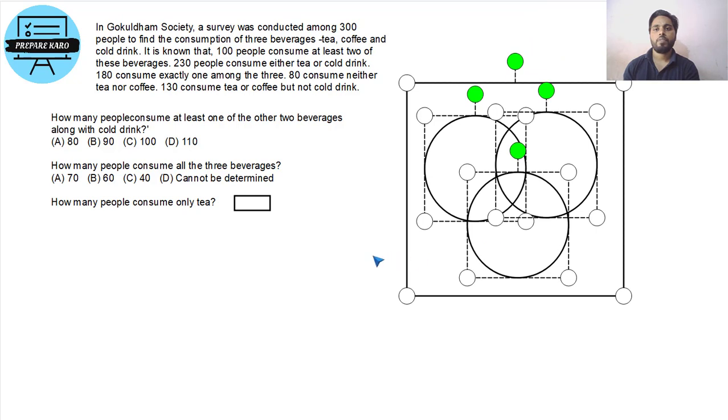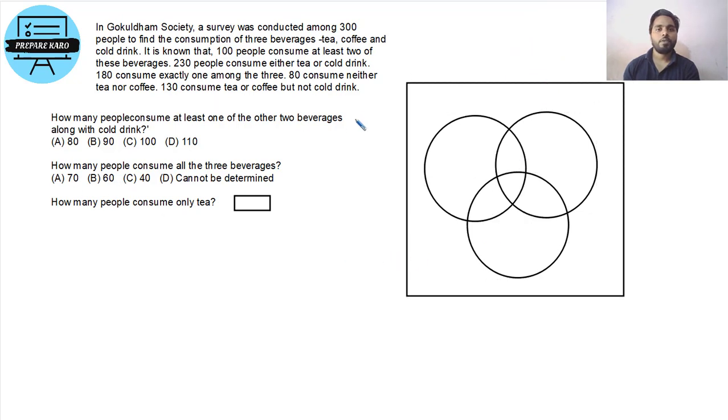Here we have a 3 variable Venn diagram. Okay, now so we have tea, right? Tea, coffee, and cold drink. So this circle represents tea, this represents coffee, and the next circle represents cold drink, right? Total is how much? 300. Total is 300. It says it is known that 100 people consume at least 2 of these beverages.